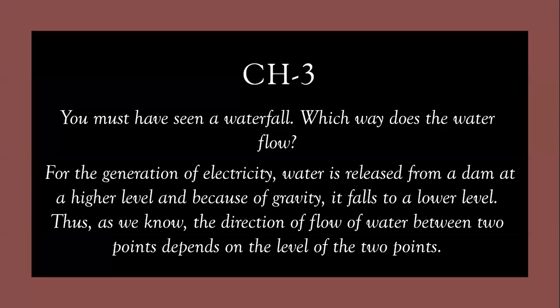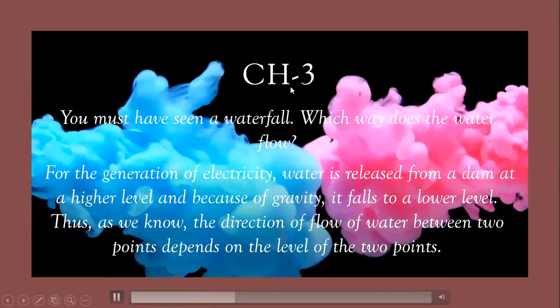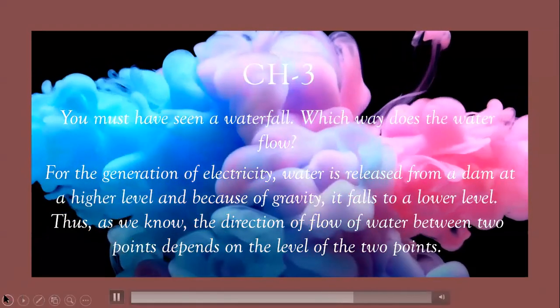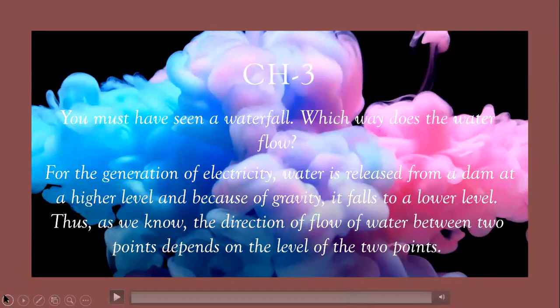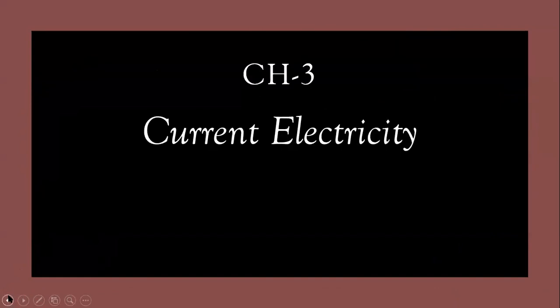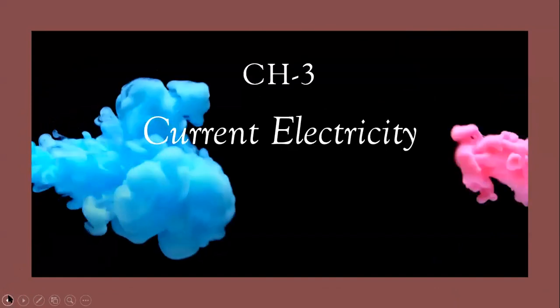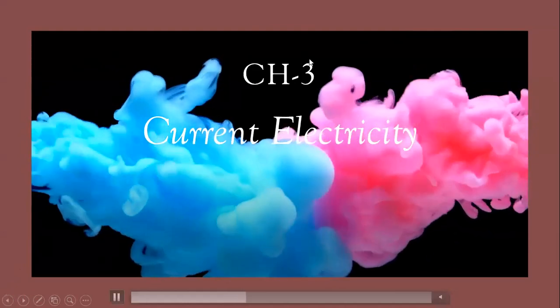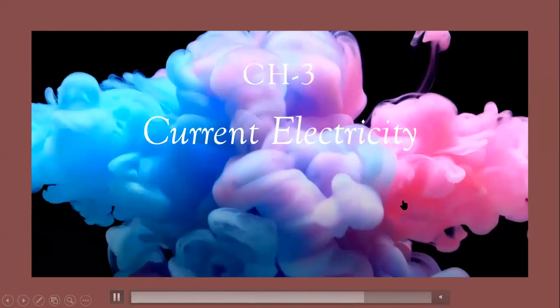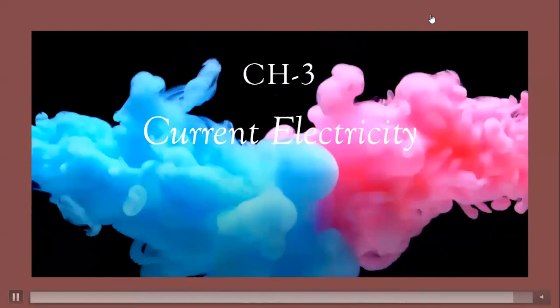So let's start with chapter number 3, Science 1, Standard 9. What is the name of the chapter? That is important. The name of the chapter is Current Electricity. Chapter number 3. Have a look at what is given in this chapter.